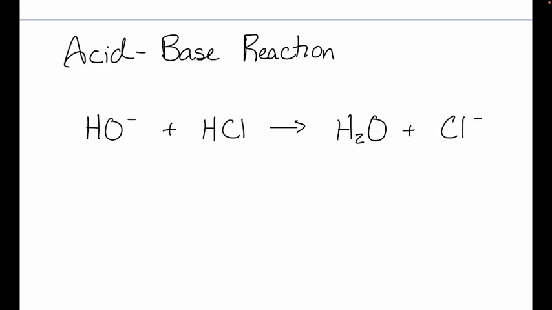Great, so we're used to looking at these balanced chemical equations, but again, it's all about the structures here in organic chemistry. So everybody take a second and draw me the Lewis structure of these molecules here with their electrons.